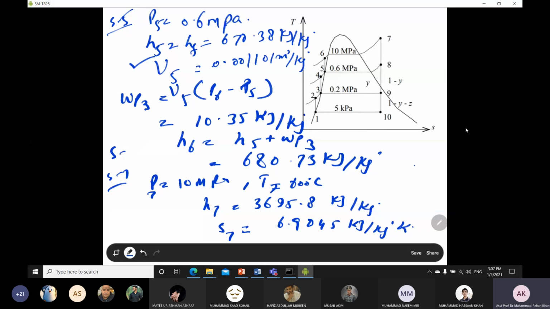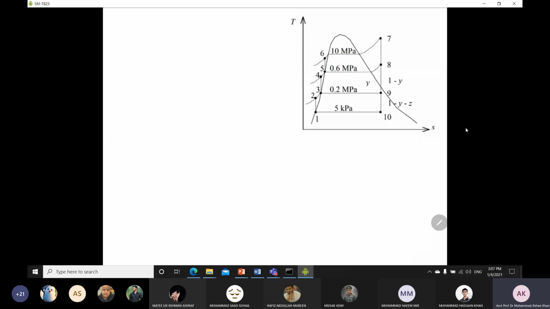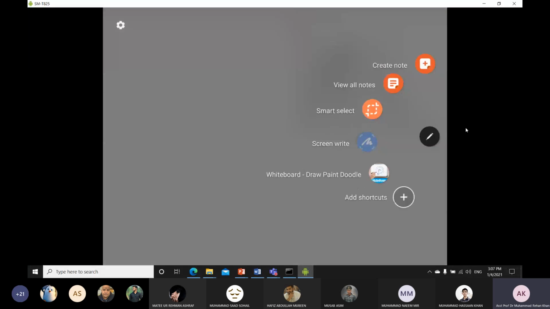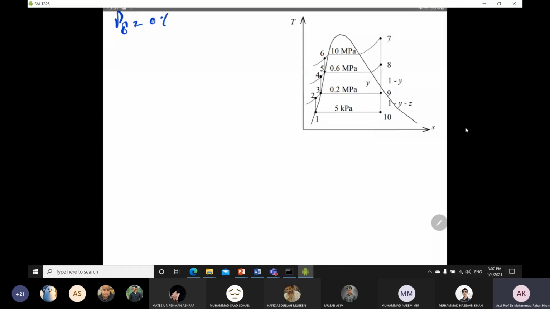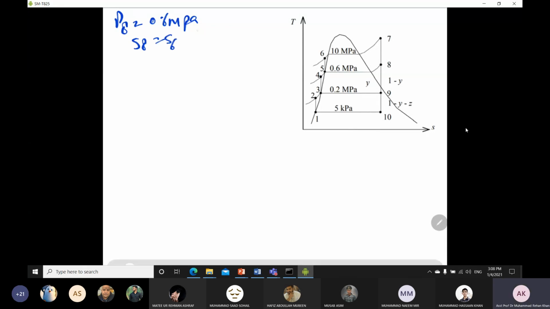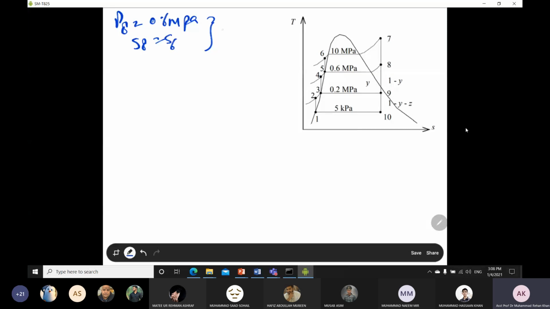Okay, so for state number 8, the pressure is given to you. Pressure at 8 is 0.6 megapascal. We already know that S8 is the same, because it is an isentropic process, and then you have to go to your superheated table and you can find the H8 value easily. H8 is equal to 2821.8 kilojoule per kg.